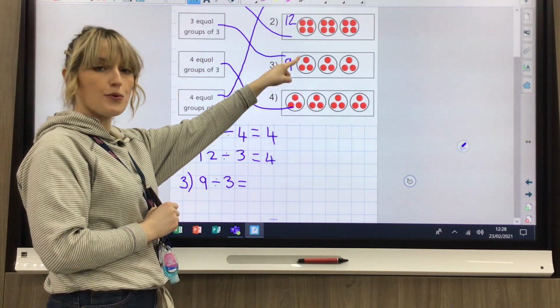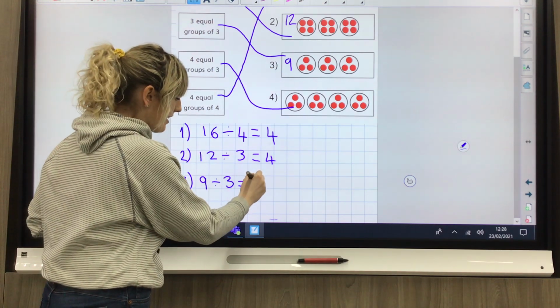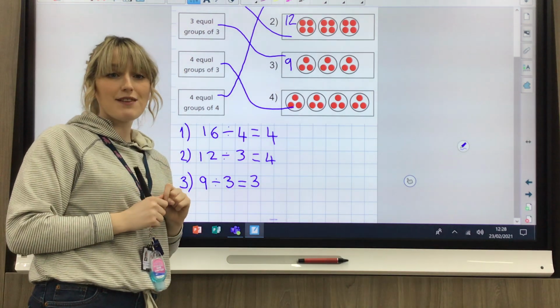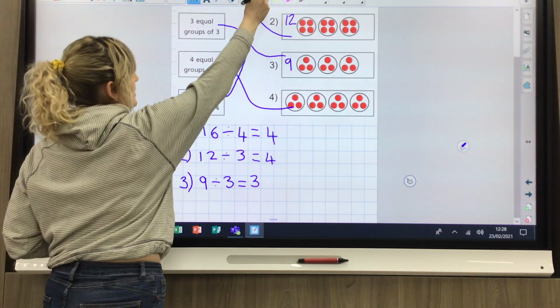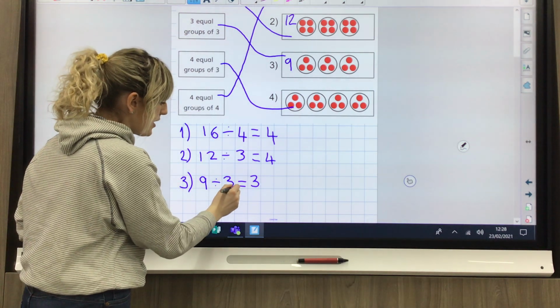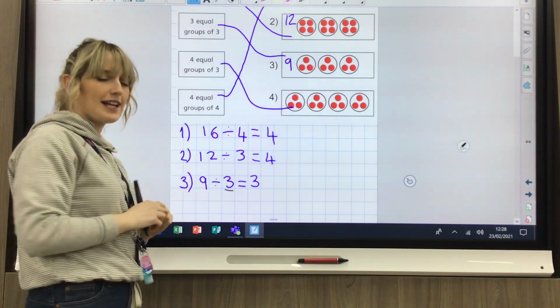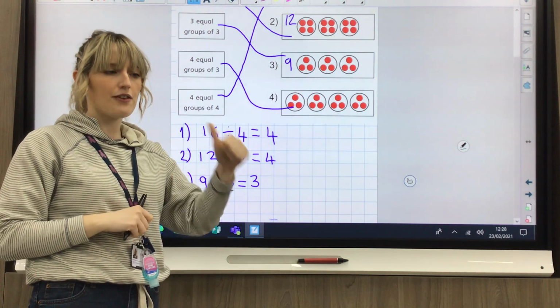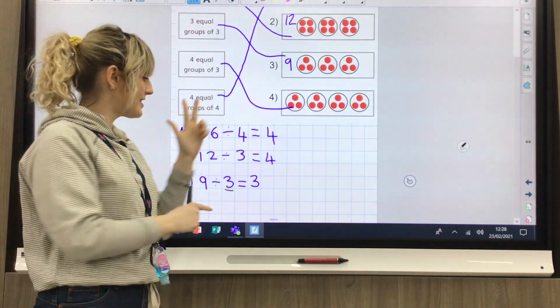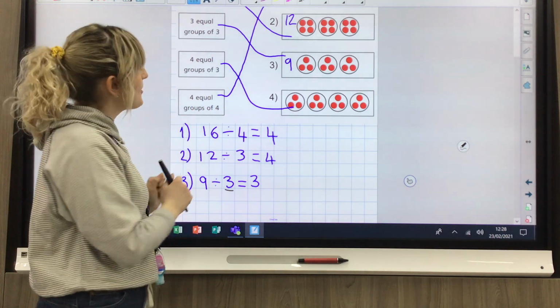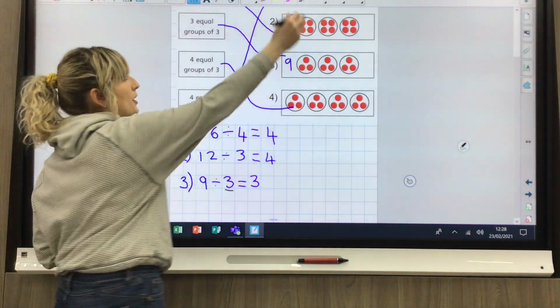1, 2, 3. And we practiced working divisions out mentally before half term, remember? So when we're doing 9 divided by 3, we count in 3s until we get to 9. Let's do it together. 3, 6, 9. The answer's 3, we were correct. Okay then, let's look at the final one.